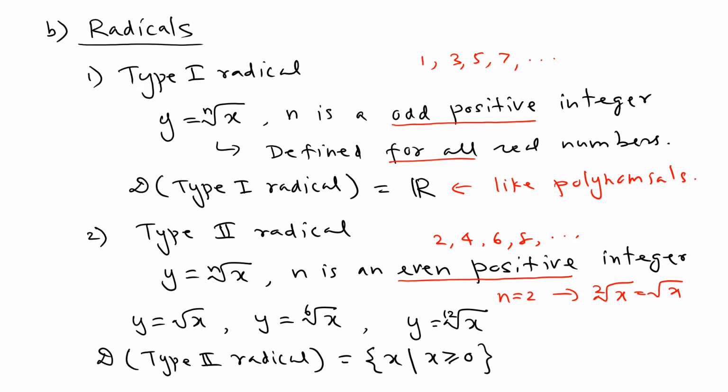Using interval notation, you can also write this as 0 to infinity. And if you draw the line, it starts with 0 and goes to the right. So this is 0. Those are the three ways to write the domain for type 2 radicals.